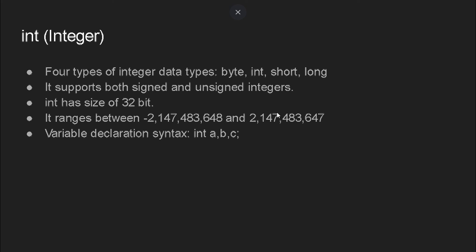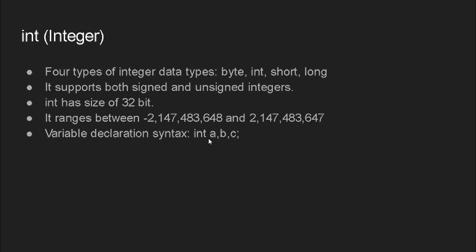Since this is an extremely large number, I am not going to read it out. Now variable declaration syntax is going to be int a, b, c. This is going to be the syntax for any kind of primitive type. First we write the data type, then we write the variable name.